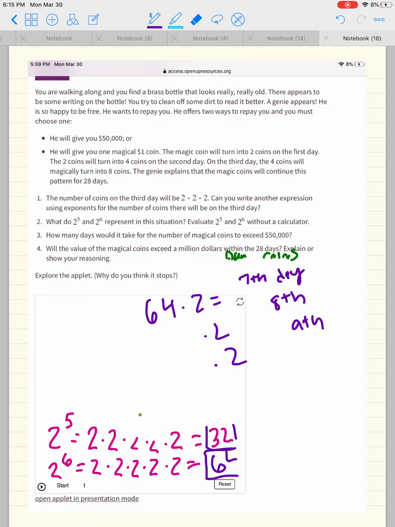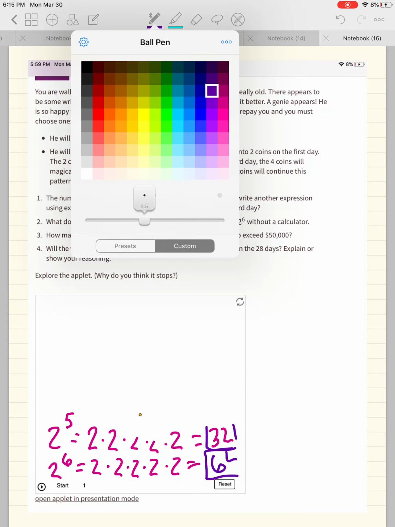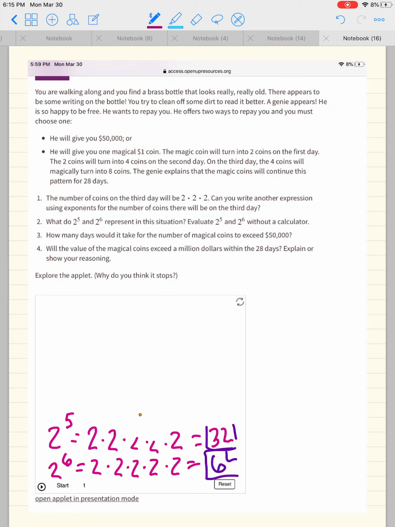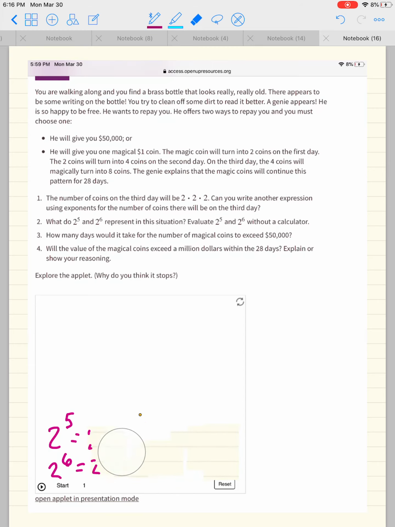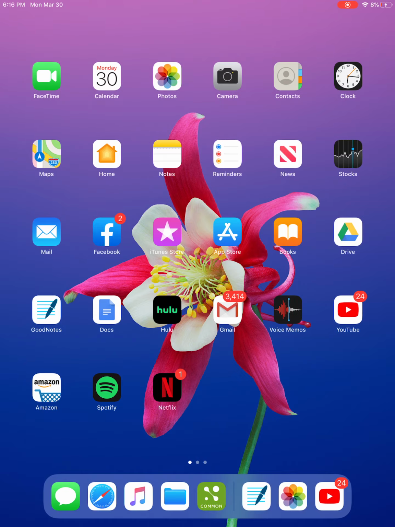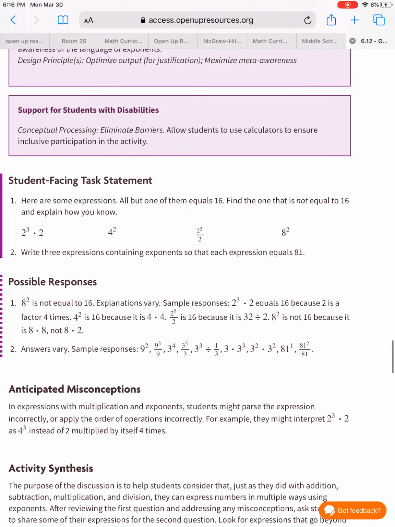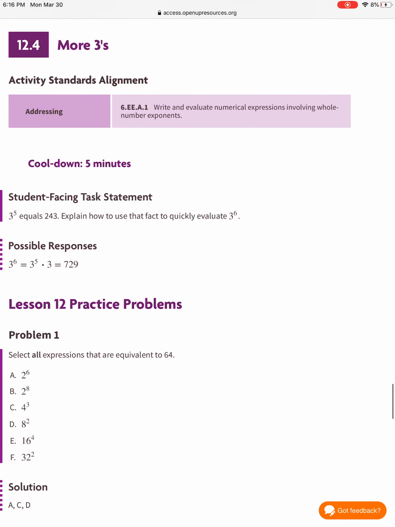The question is, will the value of the magical coin exceed $1 million within 28 days? So try and figure out how many days it'll take the coin to get past $50,000. There's a little applet here that demonstrates kind of what that looks like. I'm going to go ahead and show you here.